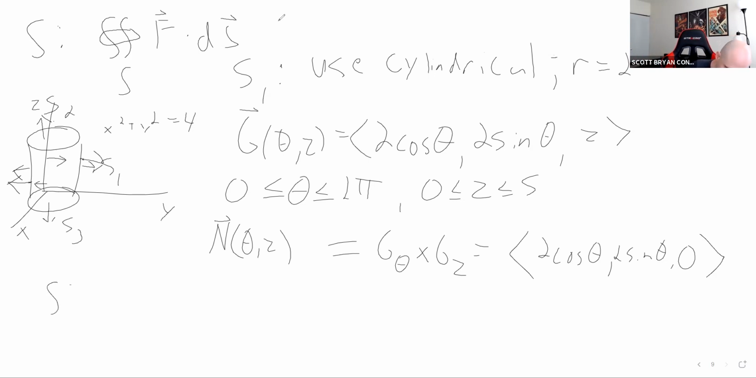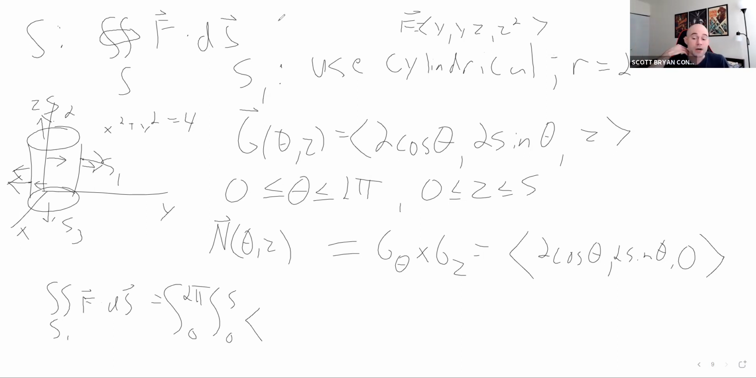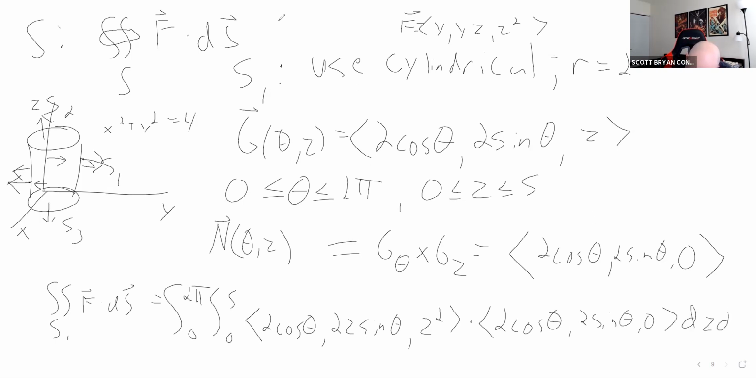So, super quickly, the integral over S1 of our vector field. Remember, F is x, y z squared. We said theta goes from 0 to 2 pi, z goes from 0 to 5. Our vector field F, replacing x, y, and z with their parameterizations: y becomes 2 sine theta, yz becomes 2z sine theta, and then z squared just becomes z squared. And we're dotting that with 2 cos theta, 2 sine theta, 0, dz d theta.